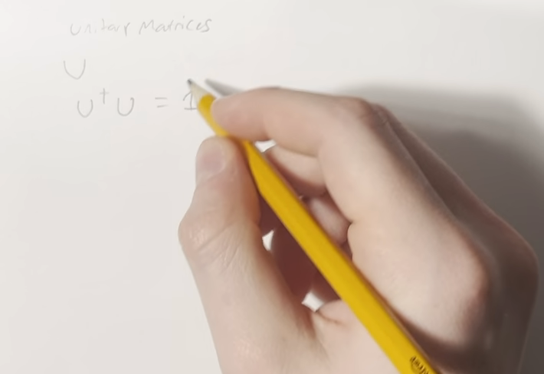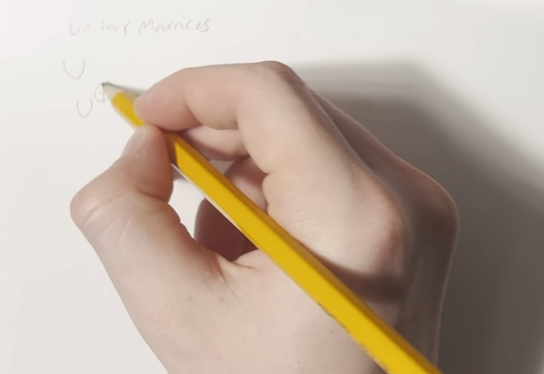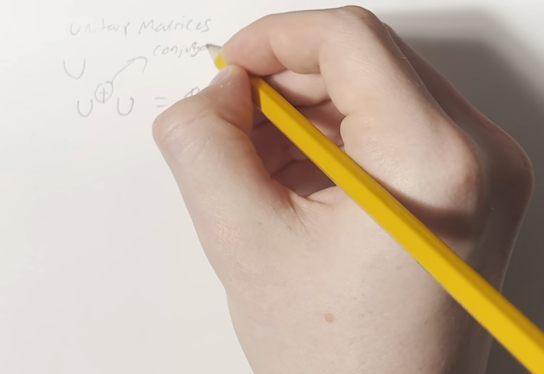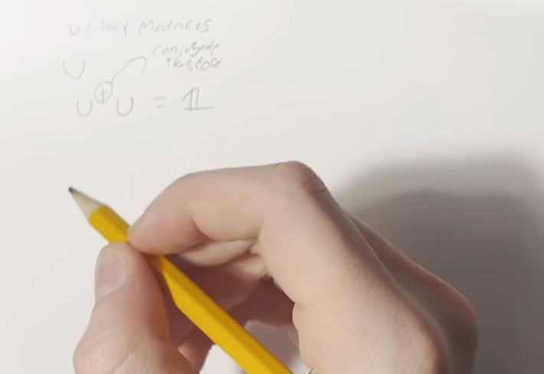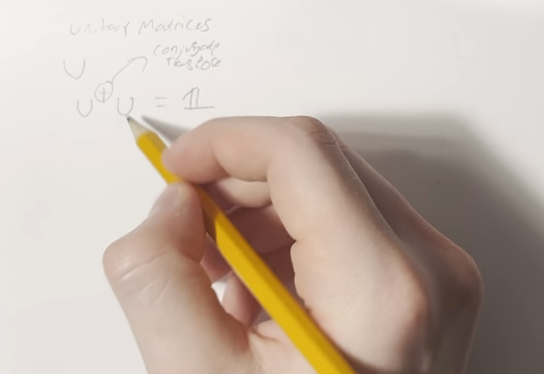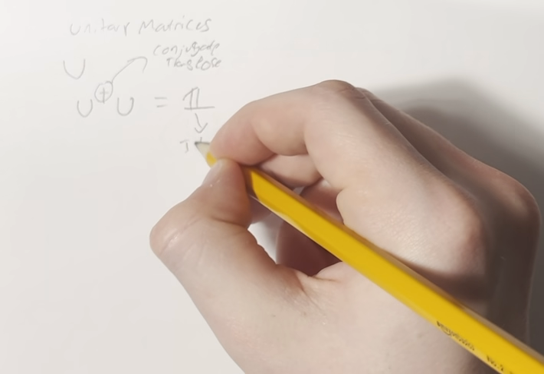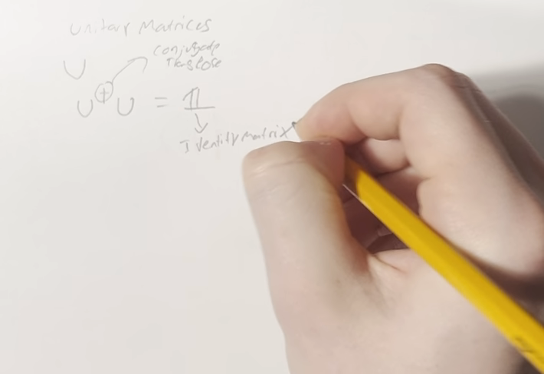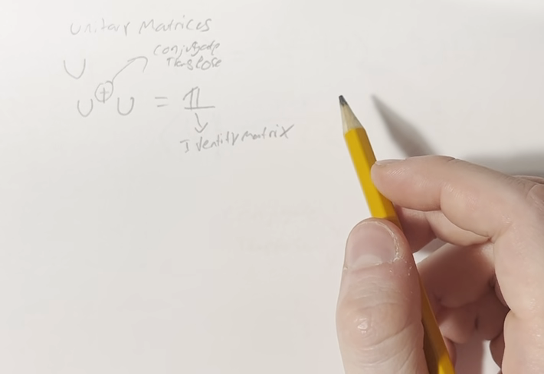So what this equation means is the conjugate transpose. This means conjugate transpose, as we talked about 2 videos ago, times the original matrix U is equal to the identity matrix. So identity matrix. So this is just definitionally what a unitary matrix is.